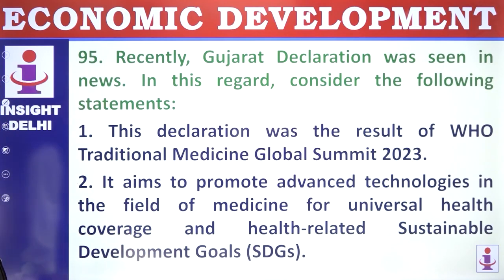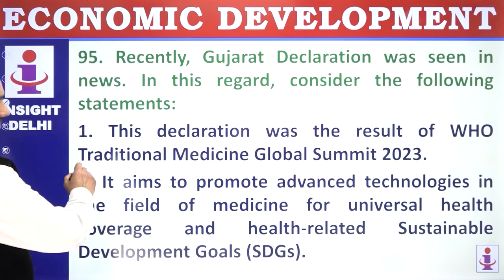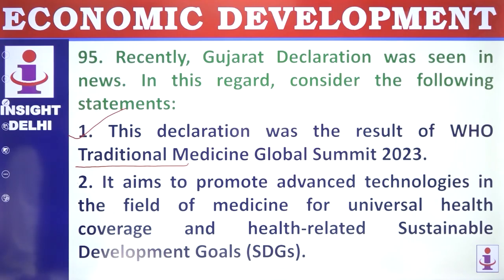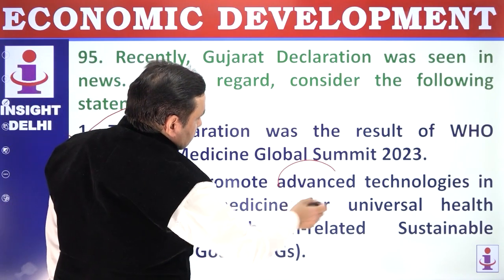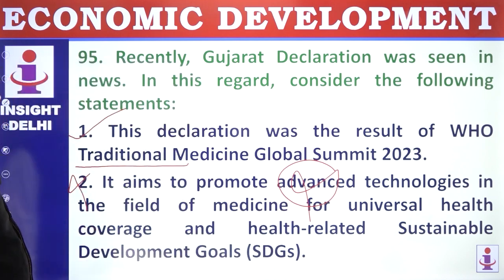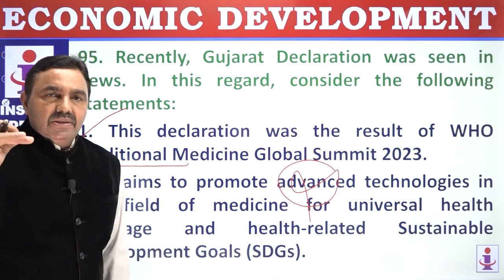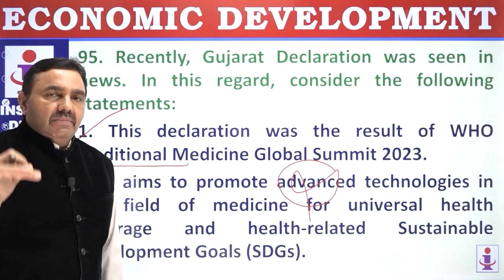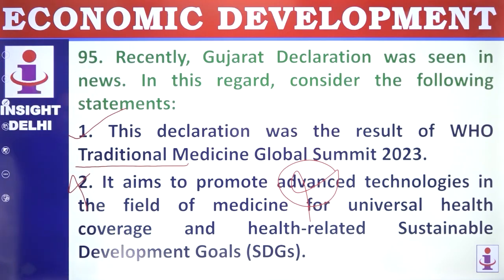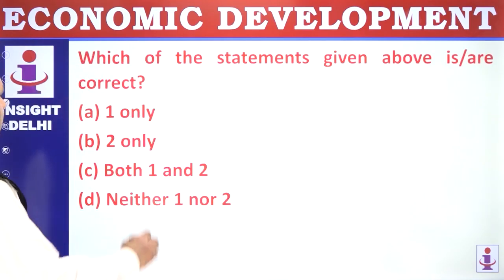Recently, the Gujarat Declaration was in the news. The declaration was the result of the WHO Traditional Medicine Global Summit 2023, correct? It aims to promote traditional learning, traditional knowledge, not advanced knowledge, that's wrong here. And the first hospital, first center under this scheme has been set up at Jamnagar. Remember that Jamnagar is the location where the first institution of this type has been set up. One only.